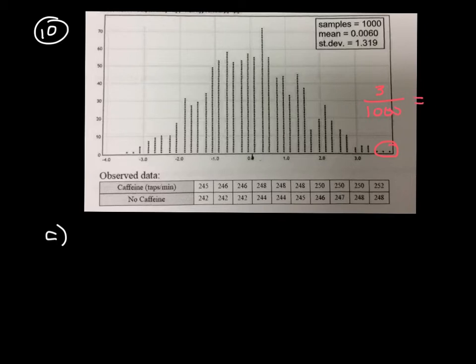That gives us 0.003, which if you change that to a percent is less than 1%. It's 0.3 of a percent. Okay, so that's less than 1%. So since it's in our outer 2.5, right? We know these are our two outer 2.5%. Since it's not within the 95 percentile, we can say that there is a statistical significance here.